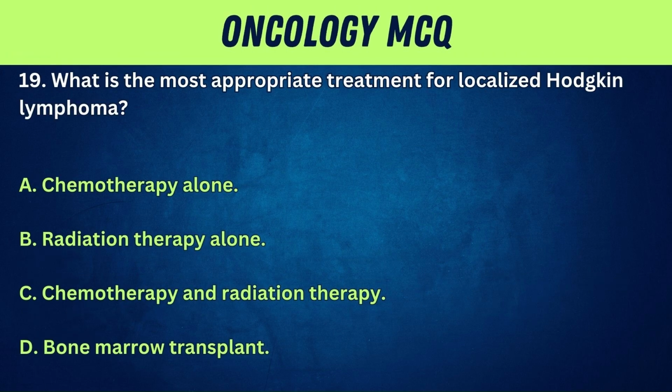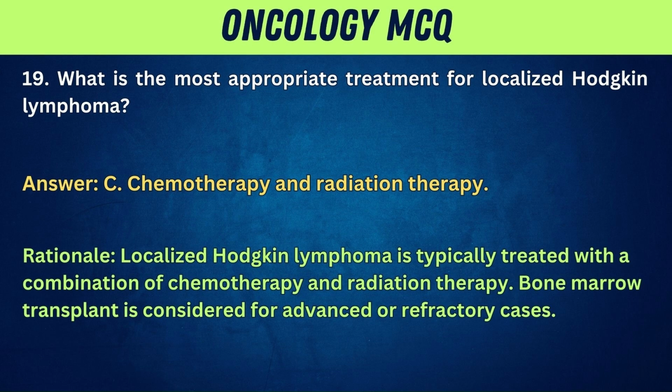19. What is the most appropriate treatment for localized Hodgkin lymphoma? A. Chemotherapy alone. B. Radiation therapy alone. C. Chemotherapy and radiation therapy. D. Bone marrow transplant. Answer: C. Chemotherapy and radiation therapy. Rationale: localized Hodgkin lymphoma is typically treated with a combination of chemotherapy and radiation therapy. Bone marrow transplant is considered for advanced or refractory cases.